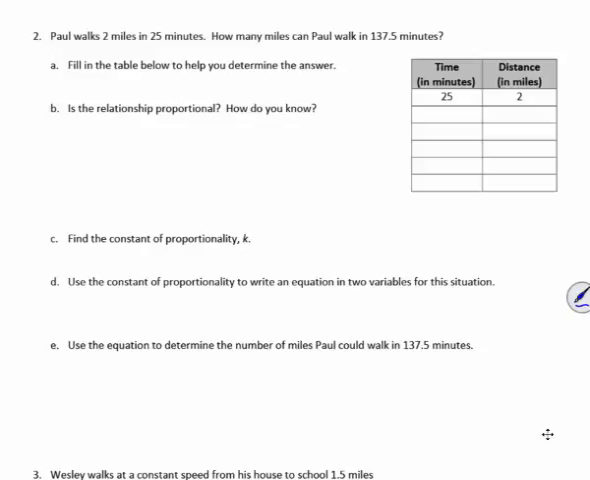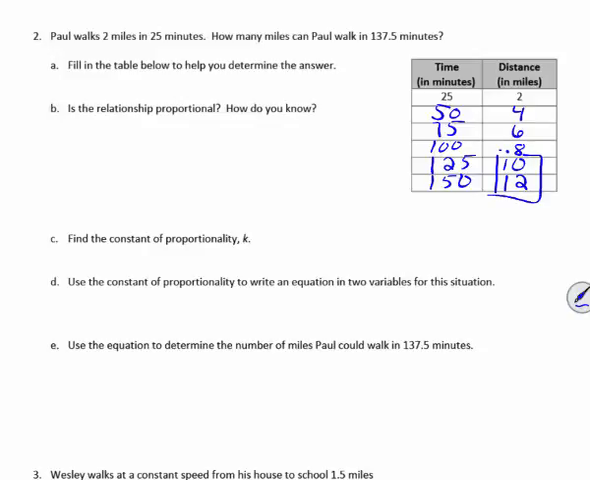So I'm just going to keep going up here. I have 25 minutes, it was 2 miles, so that means in 50 minutes it was 4, and in 75 minutes it was 6, and in 100 minutes it was 8, and 125 it was 10, and 150 it was 12. So I know it's going to be somewhere in between 10 and 12.